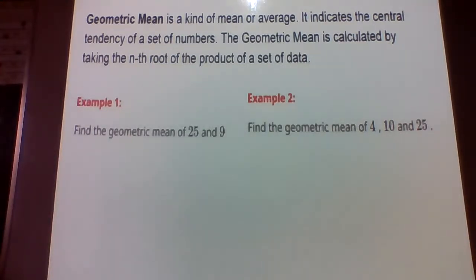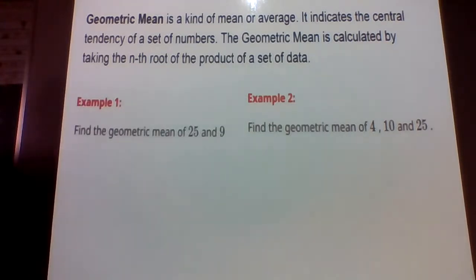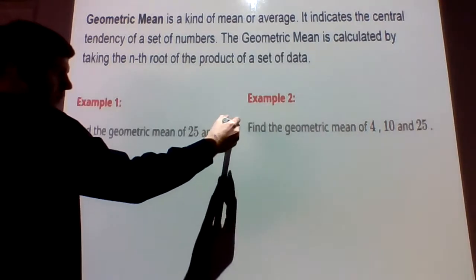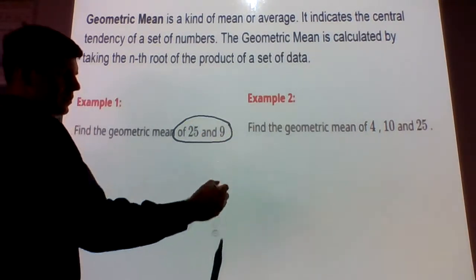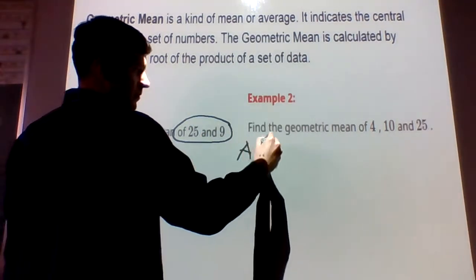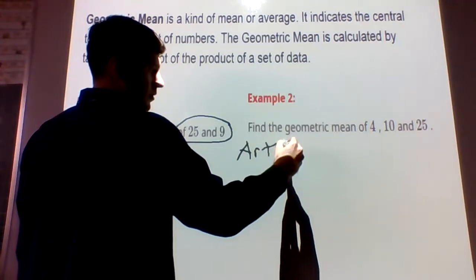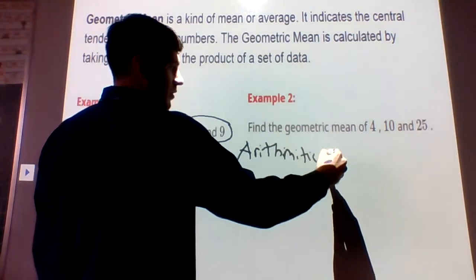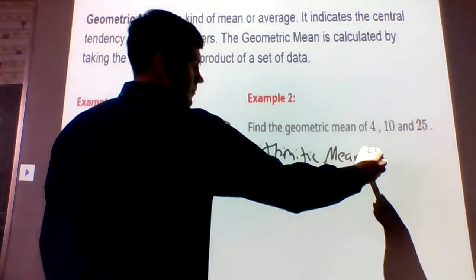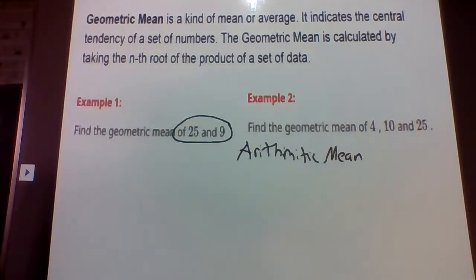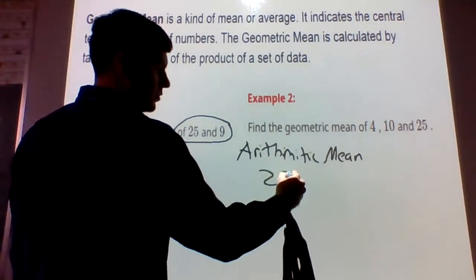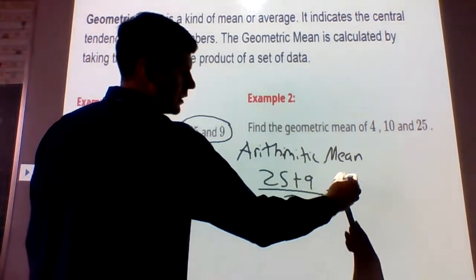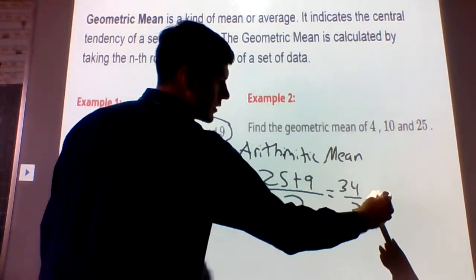The geometric mean is calculated by taking the nth root of the product of the data set. So let's start off by, through all middle school and high school, if you're taught to find the mean, you're really taught to find the arithmetic mean. Okay, and how you would do that is you would add the two numbers together and divide by however many numbers there are. In this case, there's two numbers. So we would get 34 over 2, which is 17.